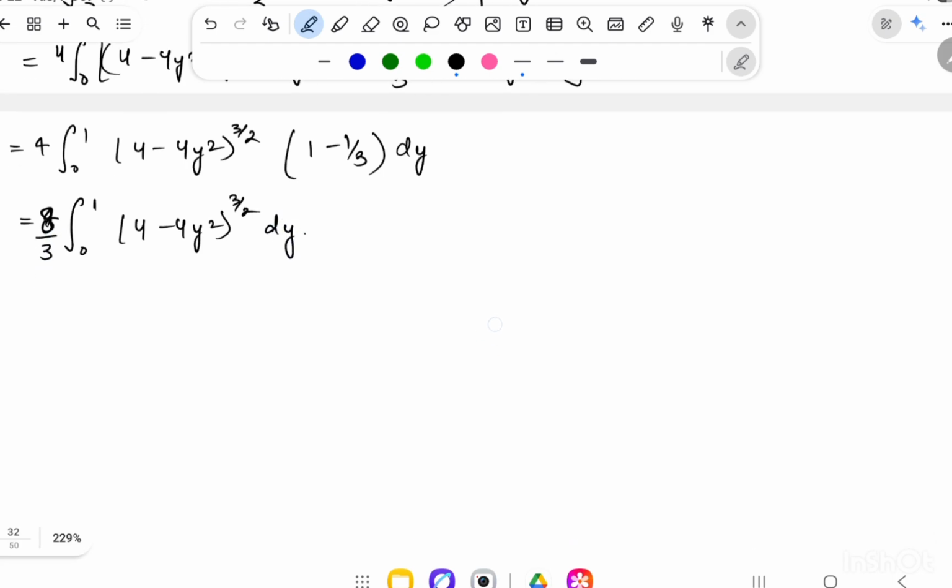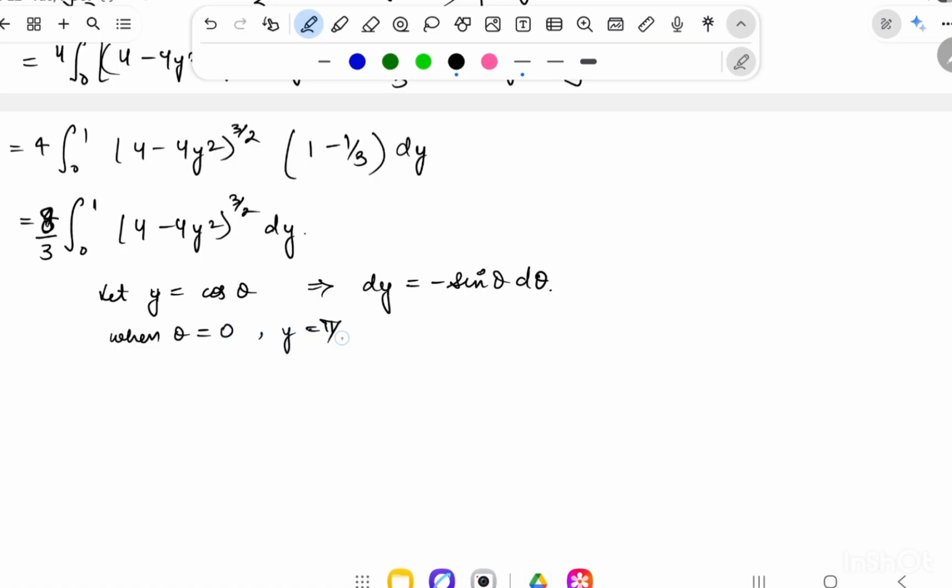So let y equal cos theta. From here my dy will be basically minus sin theta d theta. Now I need to change the limits as well. When y is equal to 0, theta is pi by 2, and when y is equal to 1, theta is 0.